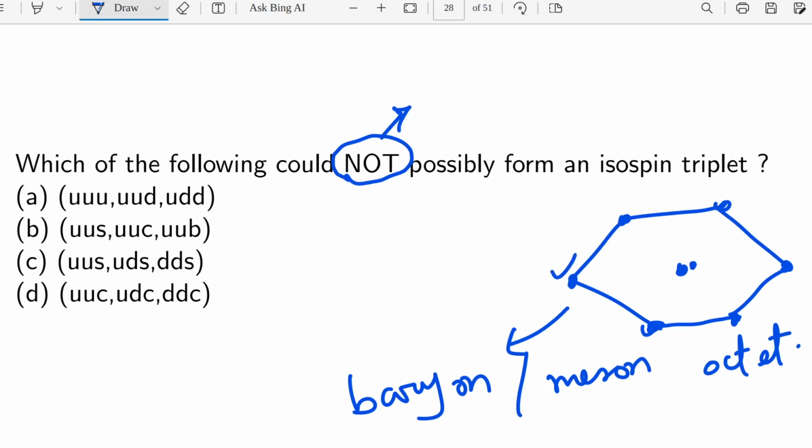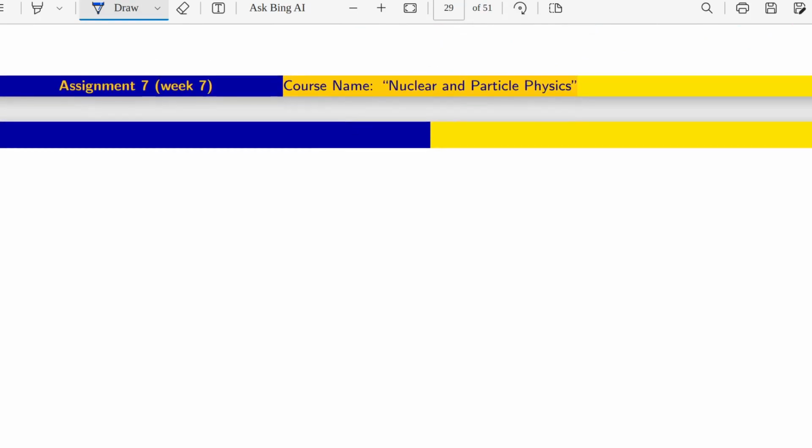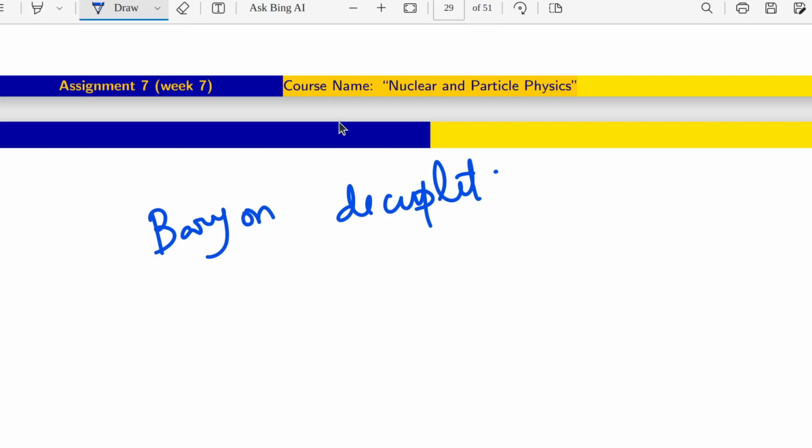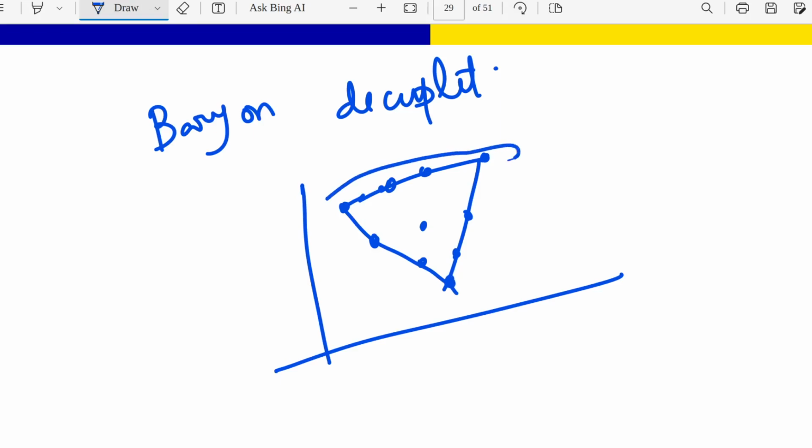So here this one, and this one. These 3 are making an isospin triplet, right? Similarly, for the baryon decaplet, what is the structure? The structure is like this. So here you can see 1, 2, 3, 4, 1, 2, 3, 1, 2 and 1. So here as a whole, this is an isospin quadruplet.